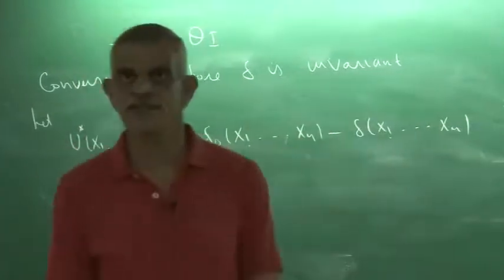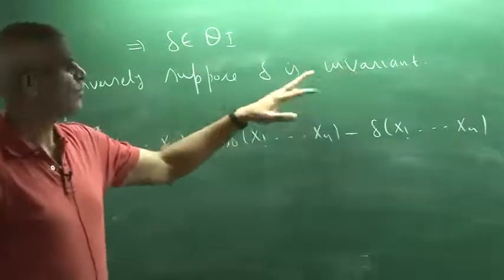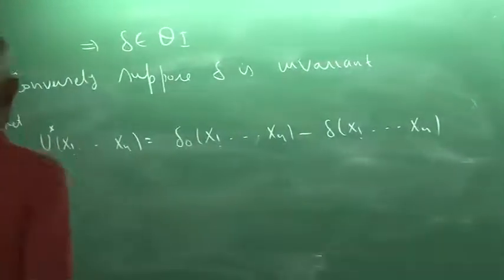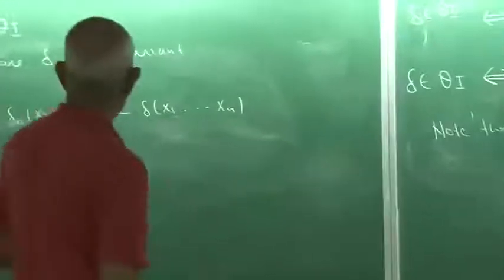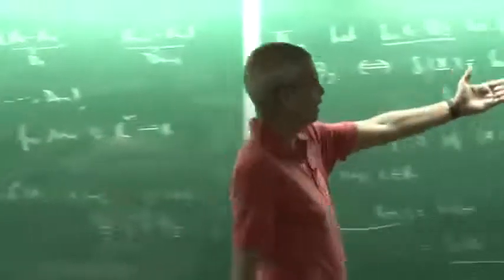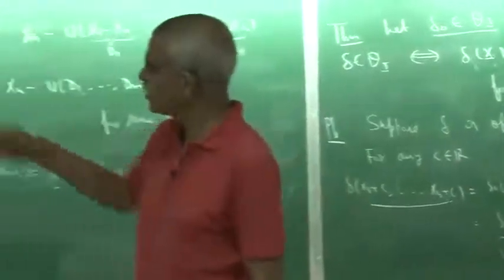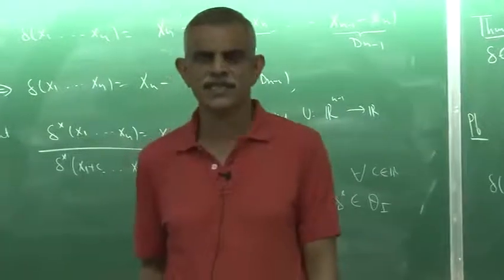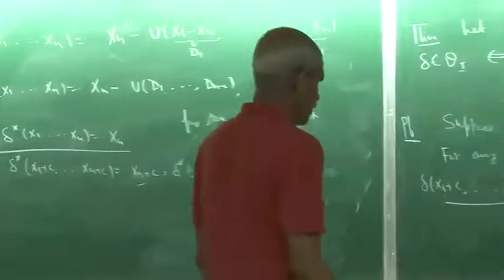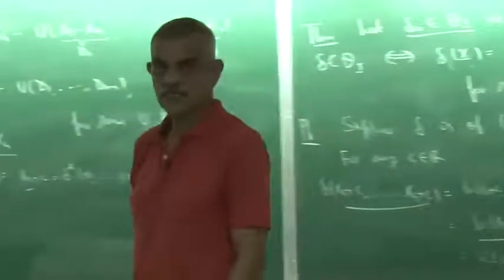Note that delta naught is given to us. Now, this delta is also given to you. So delta and delta naught are given to us. Constructing u is not difficult. So I construct u star of x1, x2, ..., xn as delta naught of x1, x2, ..., xn minus delta of x1, x2, ..., xn, because that is what this u should be. The only thing I have to show is that this u star depends on x1, x2, ..., xn only through x1 minus xn, x2 minus xn, ..., xn minus 1 minus xn, because whatever that u is, it has to be a function of d1, d2, ..., dn minus 1.